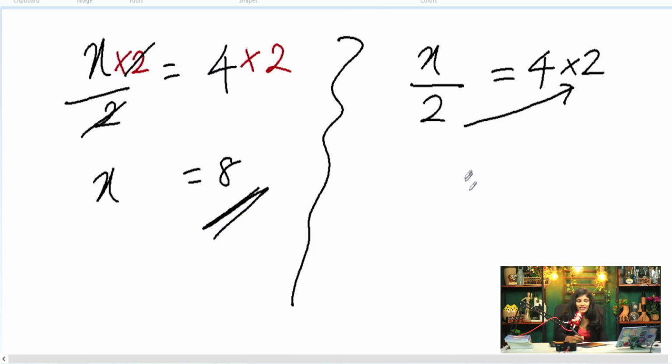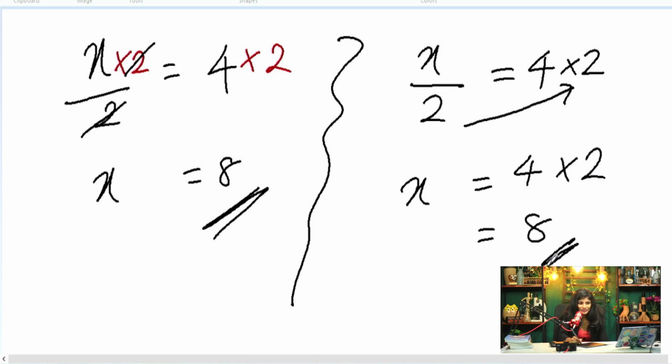Or else in the other method, x equals 4 multiplied by 2, which is again equal to 8.